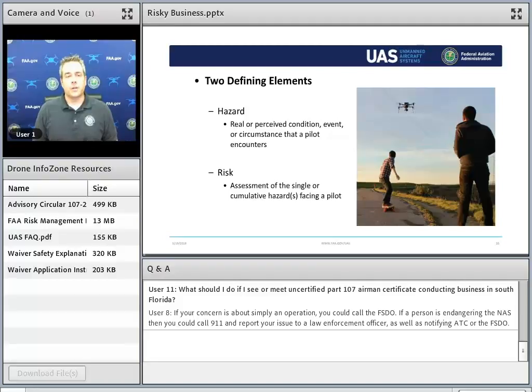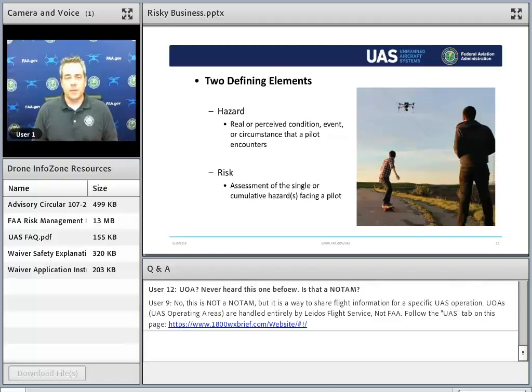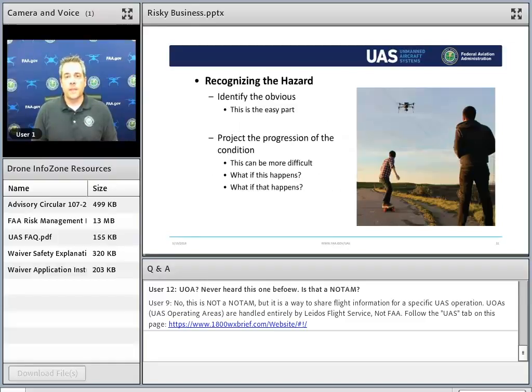So when we get into risk management, what we're really talking about are two defining elements: hazard and risk. The hazard is the real or perceived condition that you may see or experience as the pilot, something that you encounter out there. So we're going to use this photo a few times in today's presentation to talk about hazards and risk. But you could probably look at that photo right there and say, you know what, there are some real conditions out there that you could encounter as a UAS operator. I can just see that in the photo. The risk is the assessment you make as the remote pilot of those hazard or cumulative hazards facing you. So the hazard is the thing, the risk is the challenge it poses to you and the threat to safety for you. So those are two key elements we want to talk about.